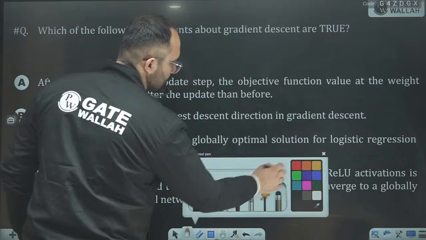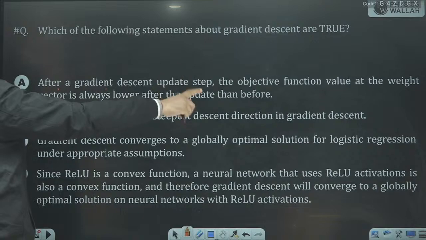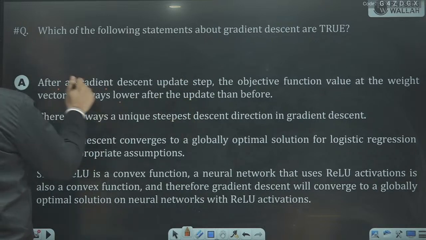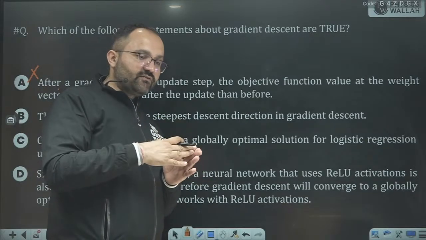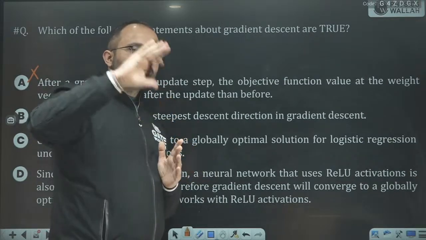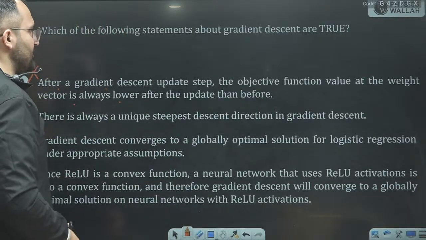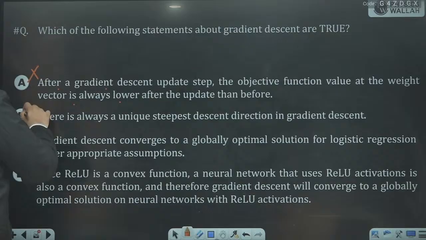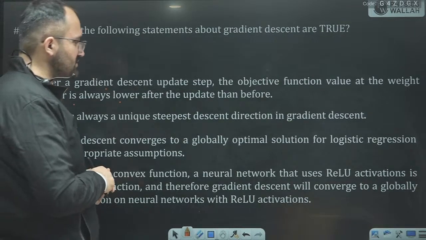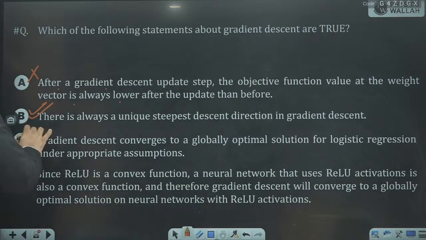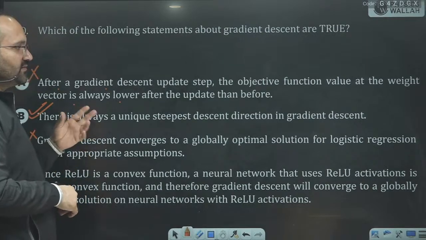So obviously, after a gradient descent update step, the objective function value at the weight is always lower? No, because it depends on the learning rate. If the learning rate is such that we are jumping over the solution and moving to the other side, then it may increase also. There is always a unique steepest direction in gradient descent. This can be a correct answer. Now, gradient descent converges to global minima for logistic regression under the appropriate assumption. Logistic regression, we don't actually apply gradient descent.